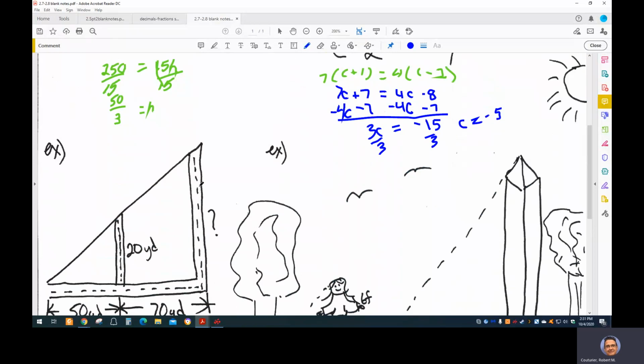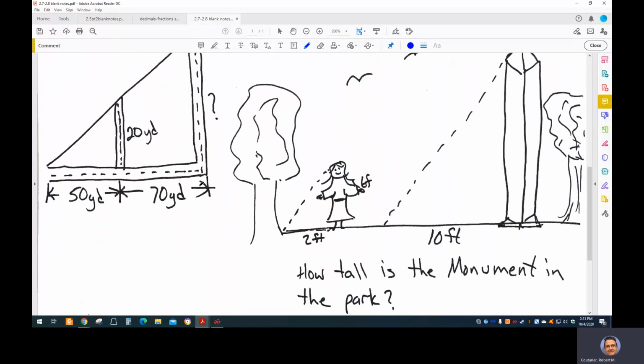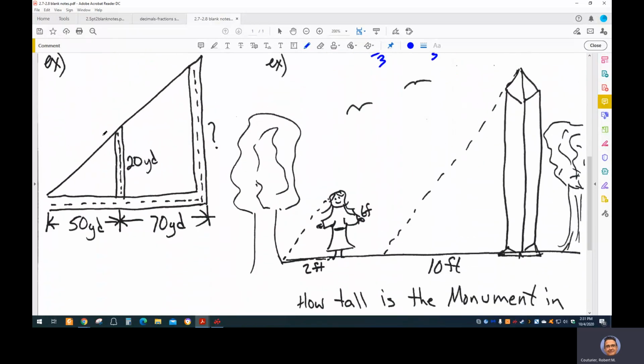Now here comes, you get to see some of the Mr. C original artwork. This is what makes this hard. Let's say this is a river here, okay? There's a river.